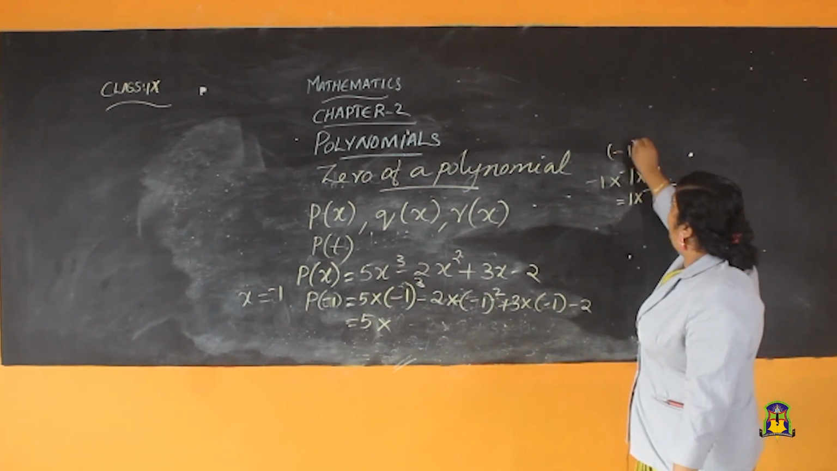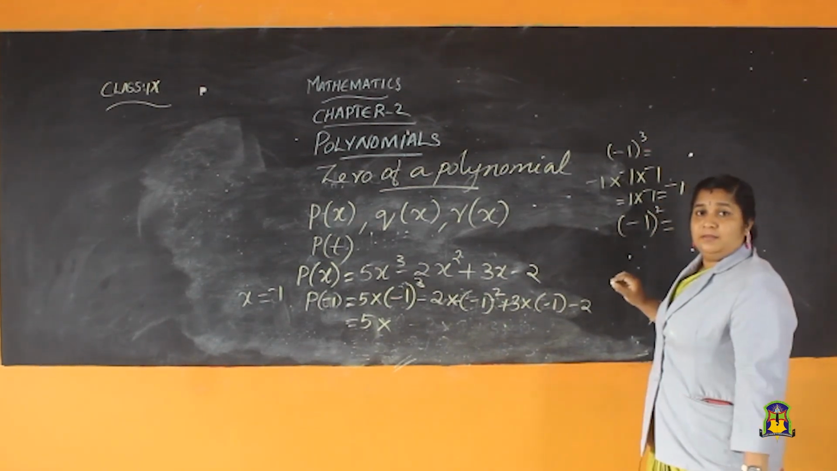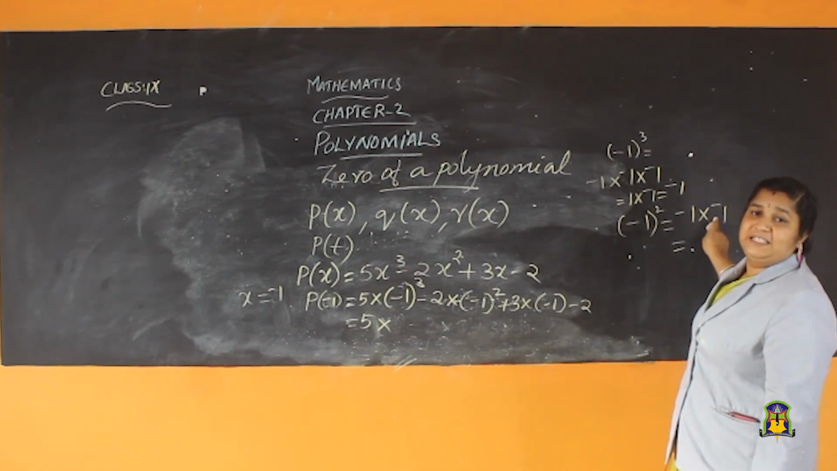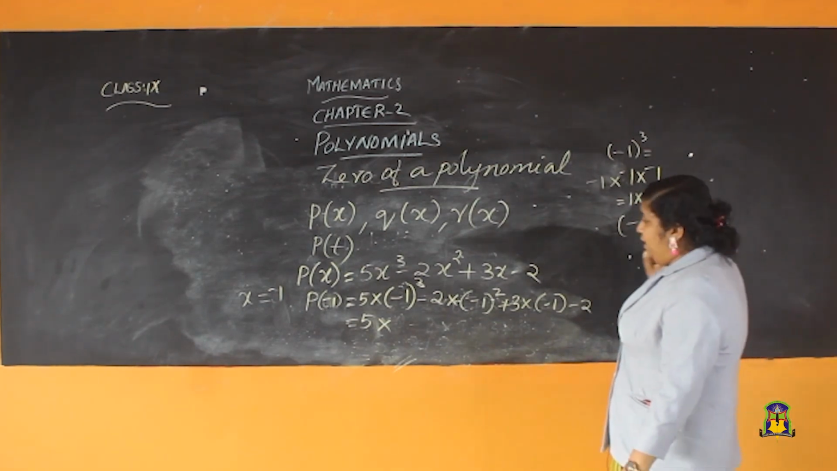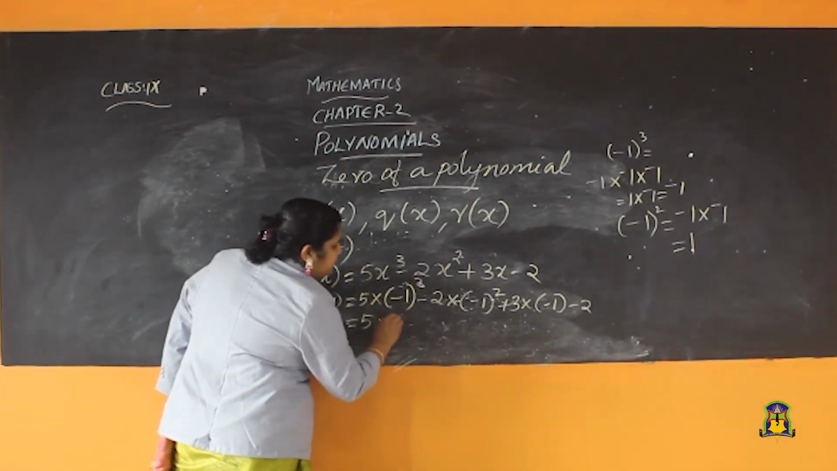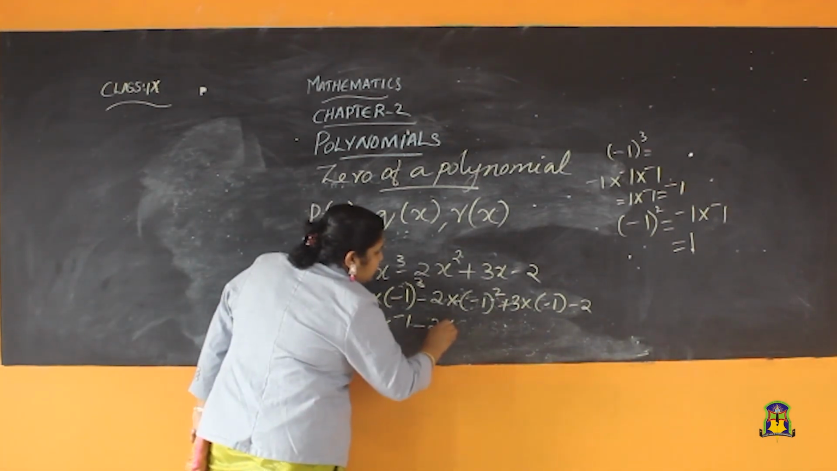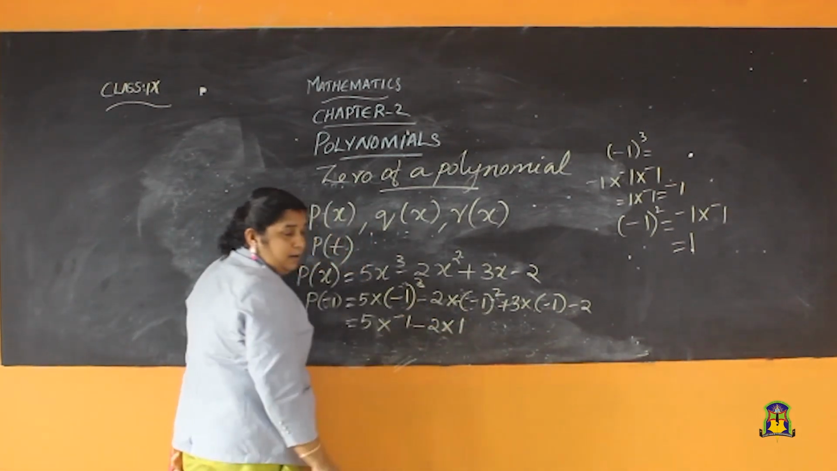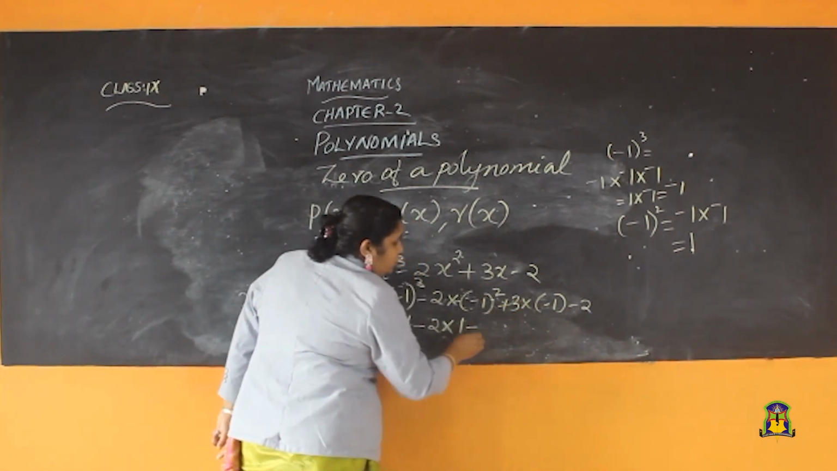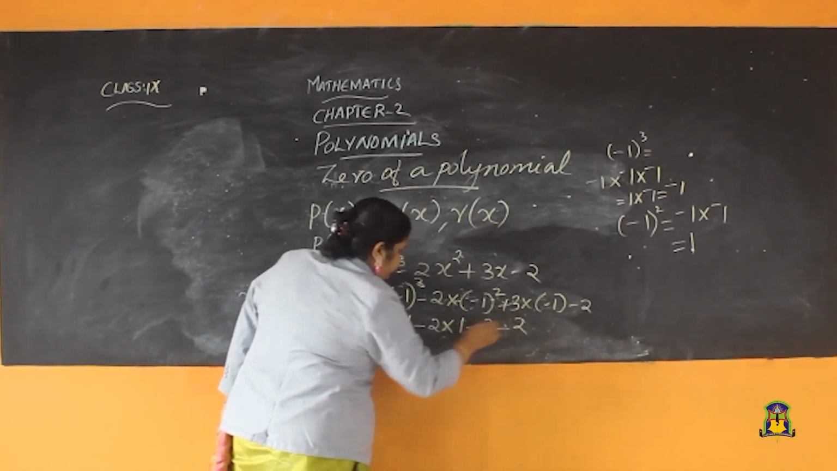This is minus 1 the whole cube. So, what is minus 1 the whole square? That is minus 1 into minus 1. Minus into minus is plus, 1 into 1 is 1. So, how will I write here? 5 into minus 1 the whole cube means minus 1, minus 2 into minus 1 the whole square means 1, plus and minus. So, the answer will be minus 3 into 1, which is 3, minus 2.